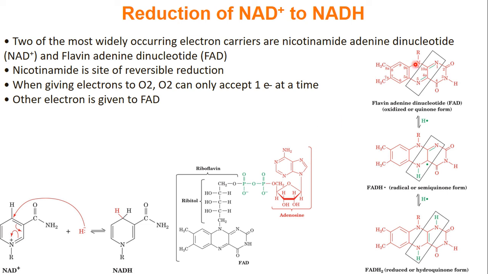FAD can have 2 different forms. One, it can be in its radical form or semiquinone form, where it gets 1 hydrogen, and that hydrogen has 1 electron with it, and you form a radical. Or it can be in the completely reduced form or hydroquinone form, where it gets 2 hydrogens and it's no longer a free radical. So when giving electrons to oxygen, FADH or FAD will be present to take the other electron away, because oxygen can only accept 1 at a time.